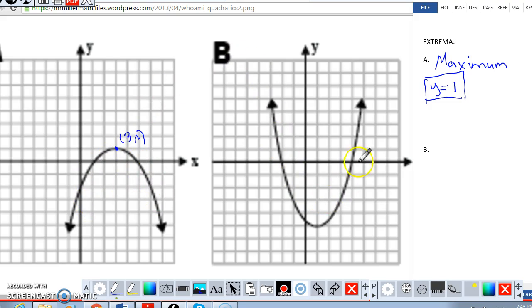Now for letter B, since this opens up, this point here, your vertex, is a minimum. So for B, we'll write it's a minimum at y equals what? We need to locate this point. This point is 1 comma negative 5. So therefore your y is equal to negative 5. Let me rewrite that: y equals negative 5. So this is your extrema for this graph.